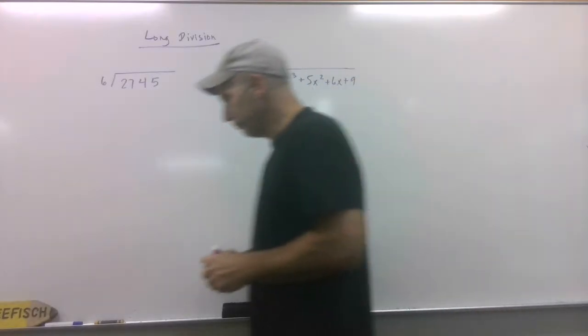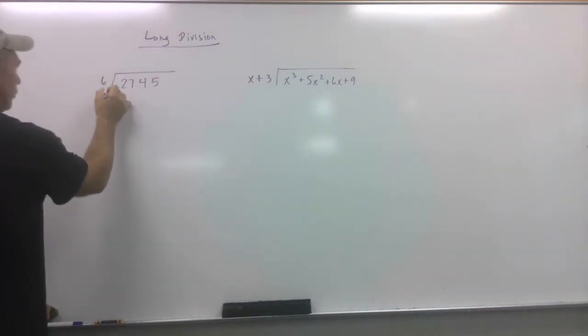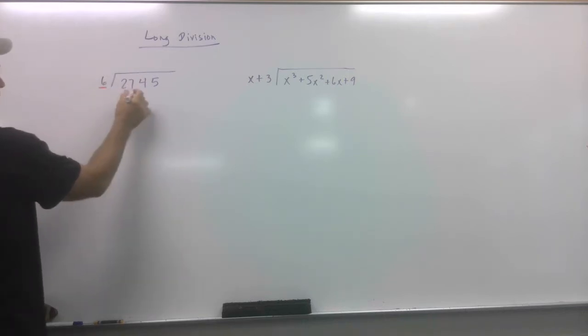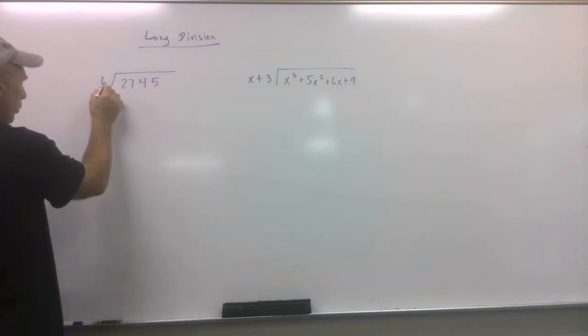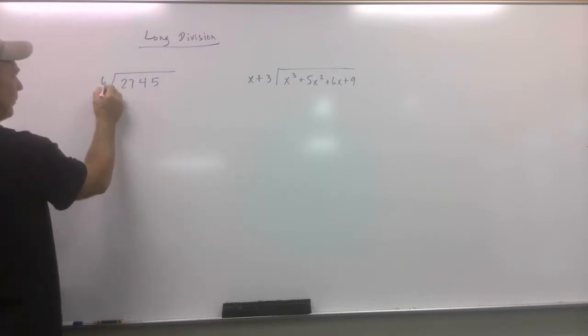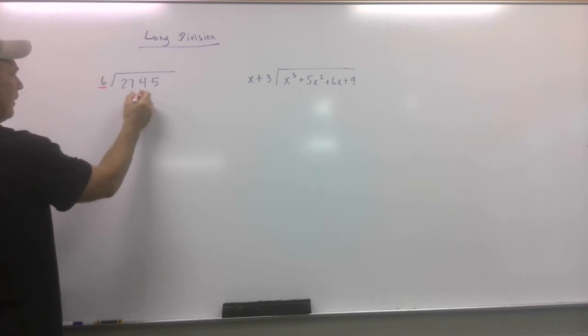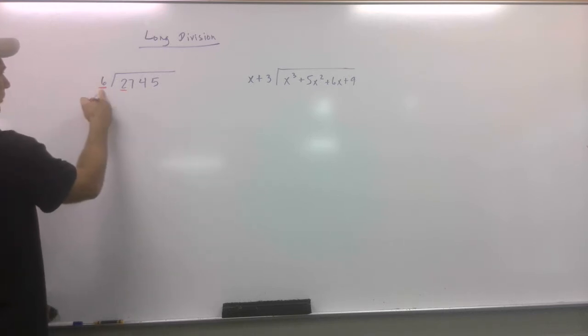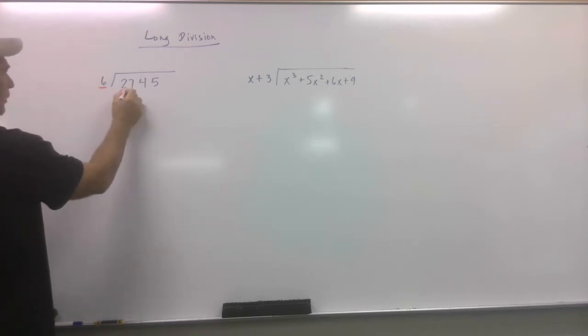So here we go. Look at this. This is your divisor. This is your quotient. And this is your dividend. You're wondering, how many times is 6 going into 2,745? Start here. How many times is 6 going into 2? It doesn't. So we slide that over.